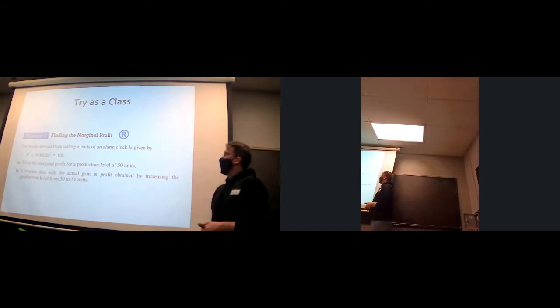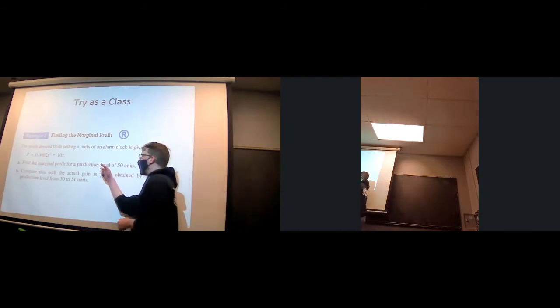So what does it mean in the context of business? All right. What this problem is going to ask us to do is to find first the derivative of our function at 50. And then it's going to say, all right, we know what the rate of change is at 50. Let's compare it to what the average change is, the actual rate of change from 50 units to 51 units.